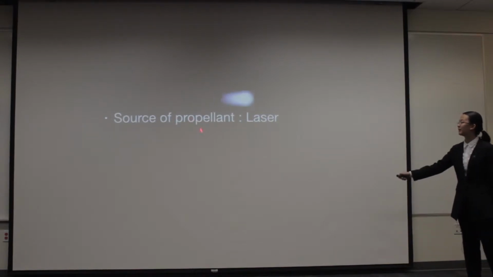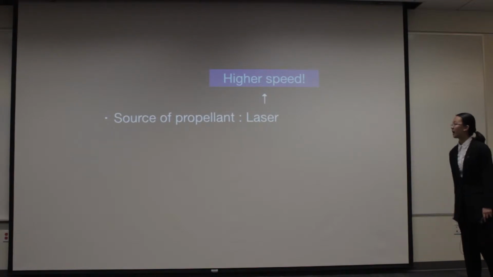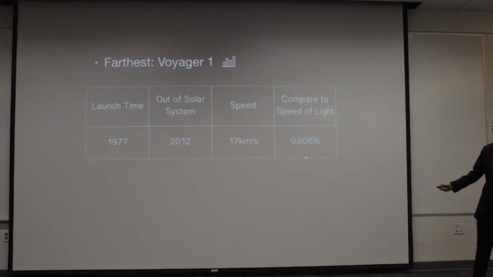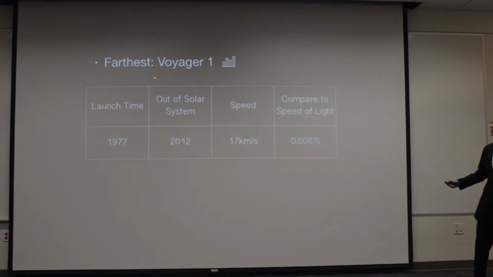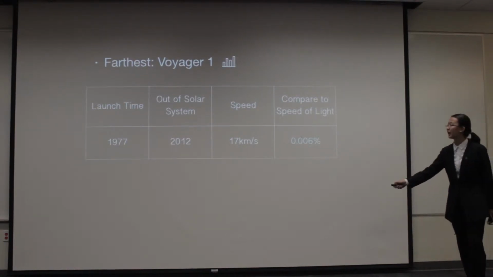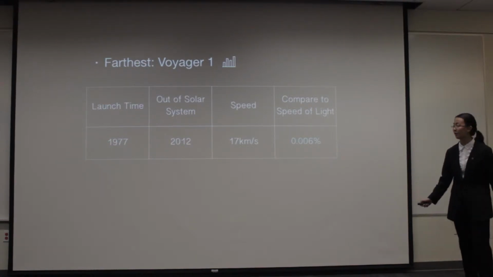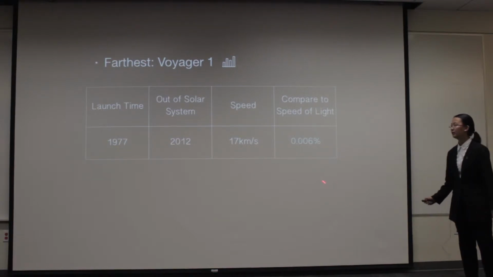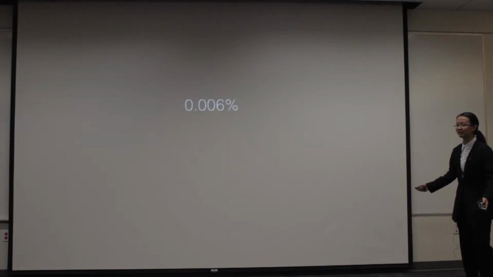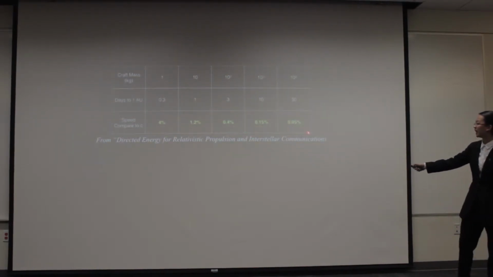So when the source of propellant is laser, we get higher speed. To make sense of how fast that can be, here's one comparison. The farthest we went in the universe is Voyager 1. It launched in 1977 and left the solar system in 2012, which means it took about 35 years. Compared to the speed of light, that's about 0.006%. What if we can make it a lot faster?